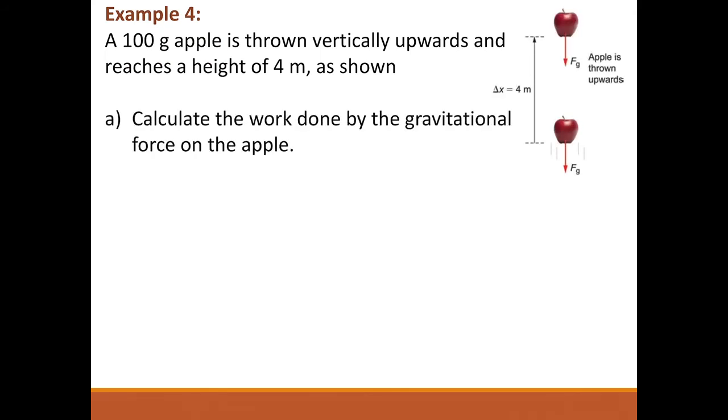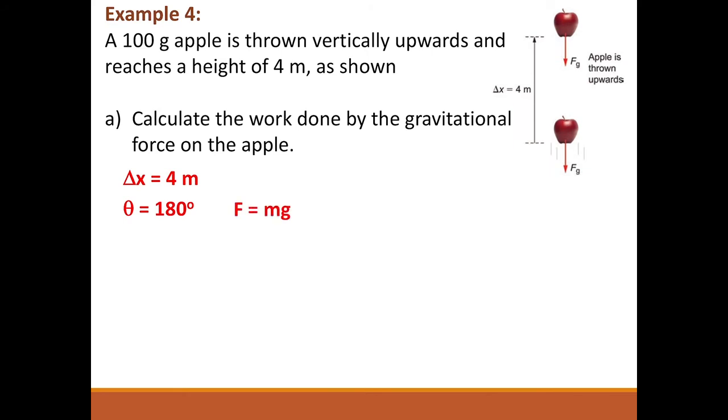So, a 100-gram apple is thrown, so the apple is moving up and reaches a height of 4 meters. Gravity always acts down. There's absolutely no exception to that. They want the work done by the gravitational force on the apple. Well, delta x is 4. Theta is 180 because the apple is going up, but gravity acts down.